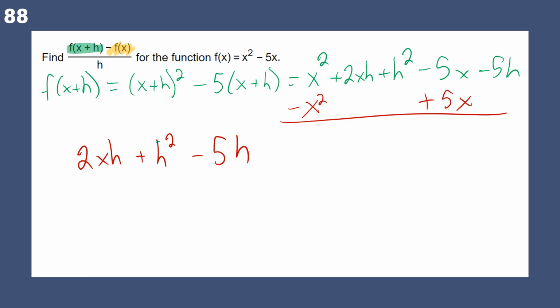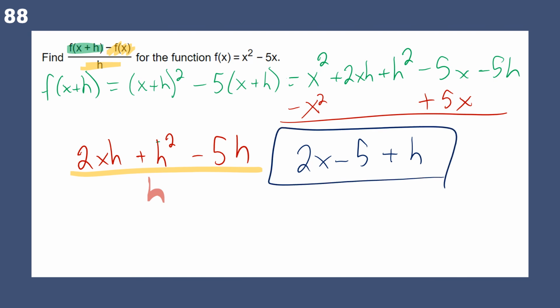Which brings us to the last step. It says down at the bottom, divide the whole thing by h. So I'm going to divide the whole thing by h. Another way to say that is to divide each h out. What I'd end up with is an h that cancels out of each term. And so I have 2x minus 5 plus h. And that's my final answer.